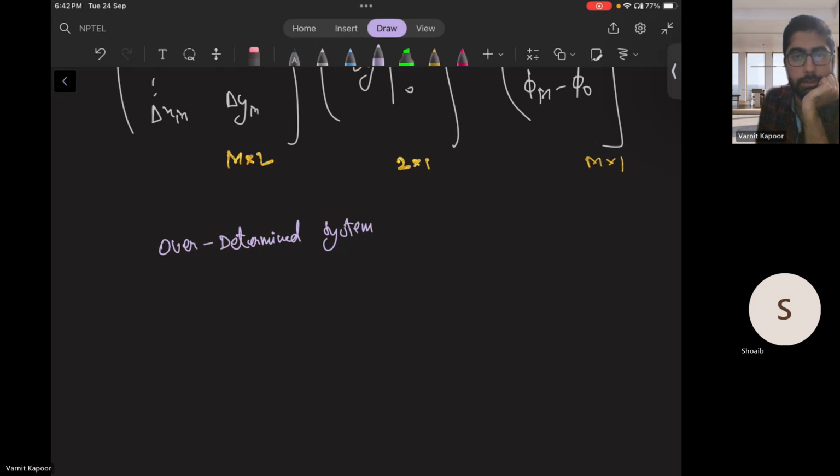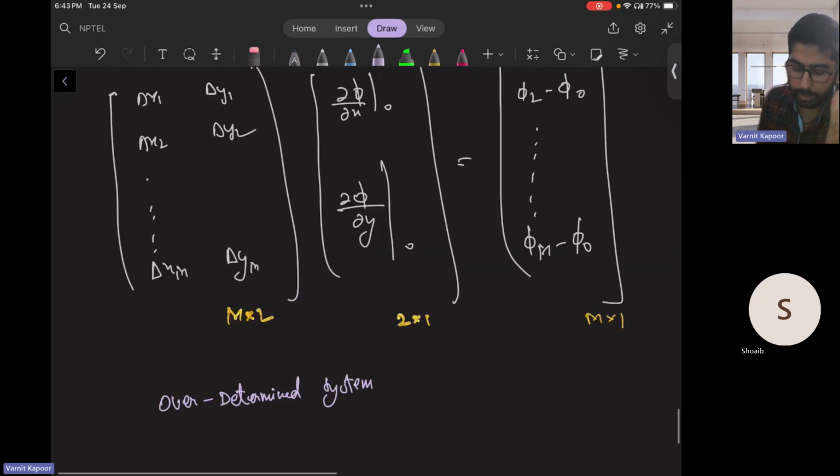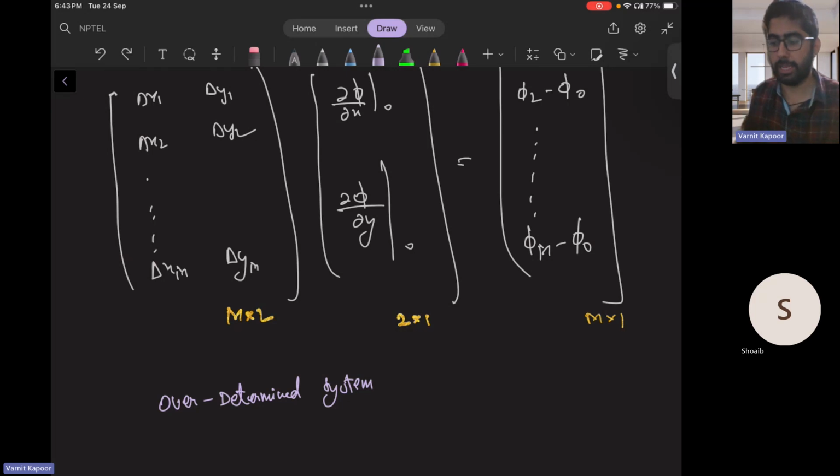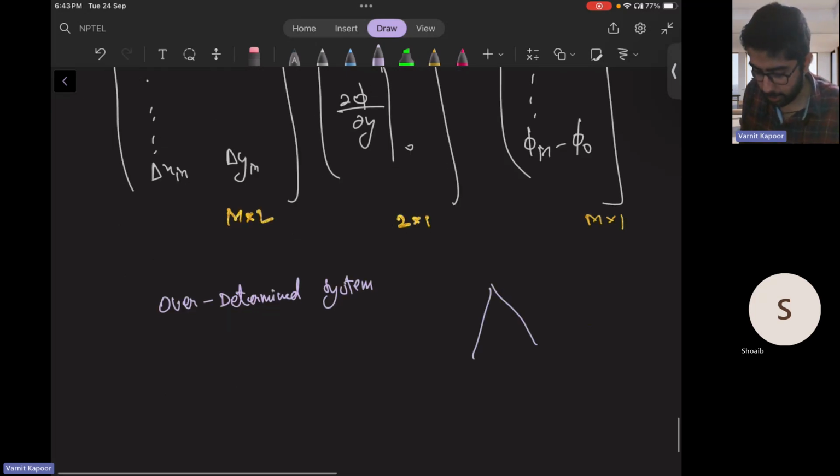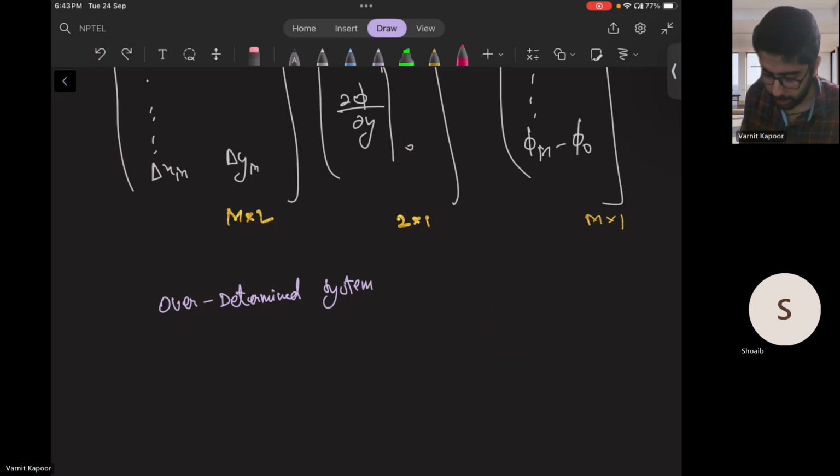Why? Because these are connected to faces. What is the minimum number of faces a cell can have? If I take a triangular cell, this is the minimum kind of cell we can take. It has 3 faces, more than 2. So m will always be greater than 2. Then you can take a pentagonal cell, whatever kind of cell you want it to be. So it's an overdetermined kind of system.